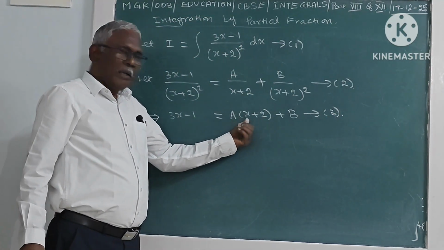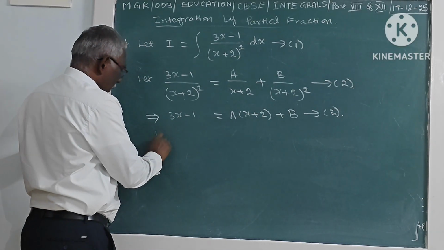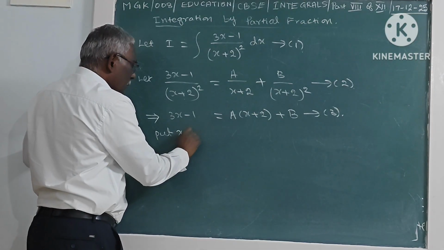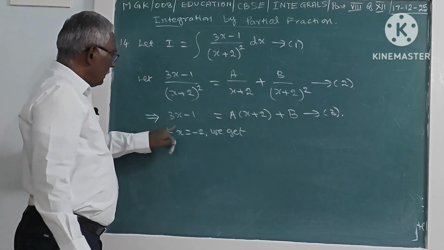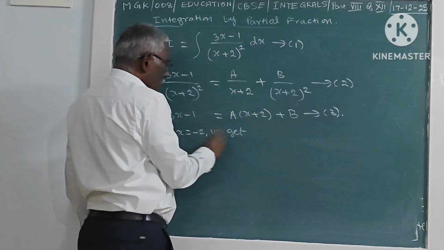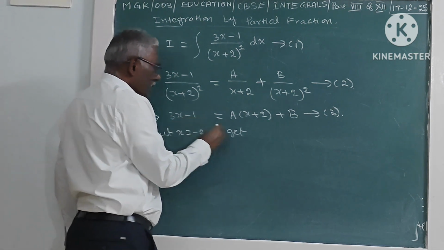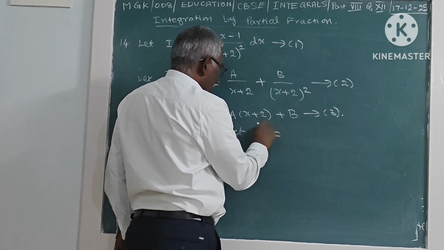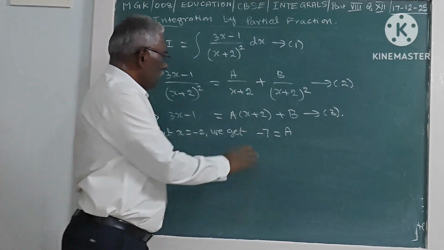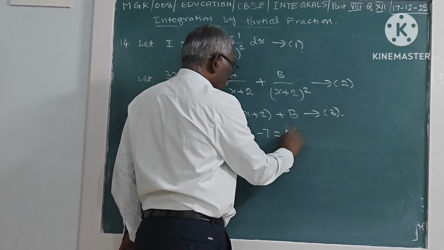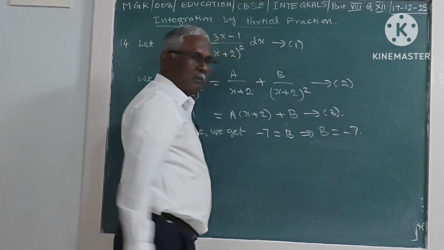So now put x is minus 2. This term vanishes, we'll get the value for b. Put x is minus 2, we get 3 into minus 2, minus 6, minus 1, minus 7 is equal to a into minus 2 plus 2, this 0, b. So b is equal to minus 7.